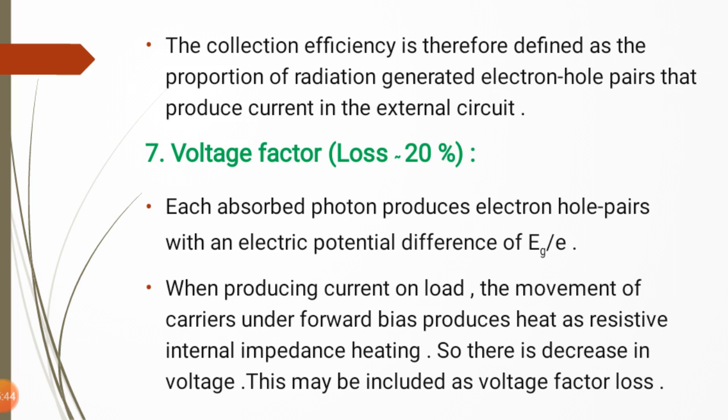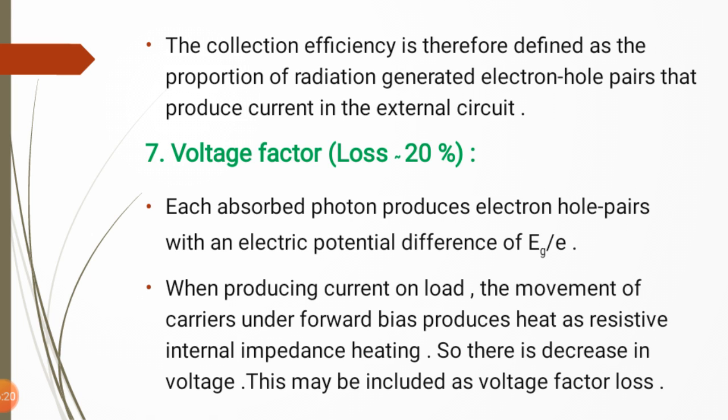The collection efficiency is therefore defined as the proportion of radiation generated electron hole pairs that produce current in the external circuit. That means the current produced in the external circuit depends on the electron hole pair collection. How many electron hole pairs are collected decides the current in the external circuit. If the electron hole pair collection is maximum, then the current in the external circuit is also maximum. So this parameter plays a very important role in the efficiency of the solar cell.